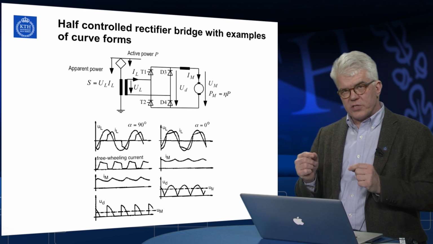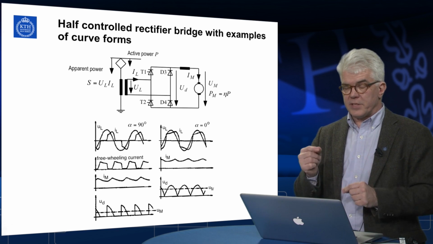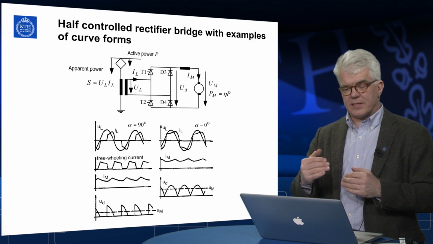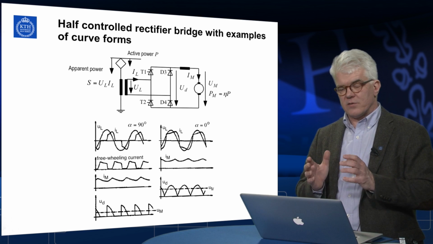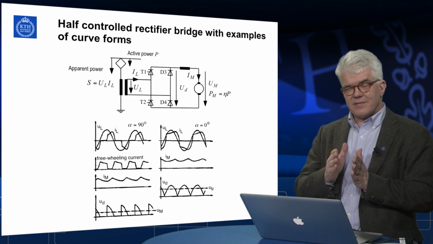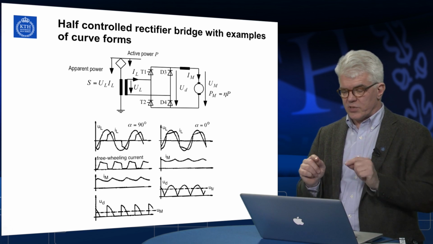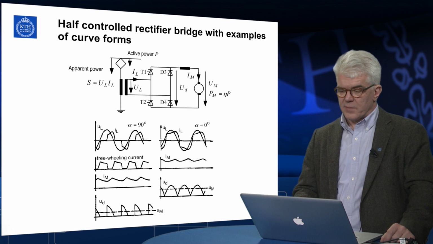That is, they are not controlled with the same alpha, both bridges, or all three bridges. They are controlled with different alphas. In that way, we will get a much better waveform and less consumption of reactive power in between the 0 and the maximum point, as I will show you in next coming pictures, or the next coming figures.